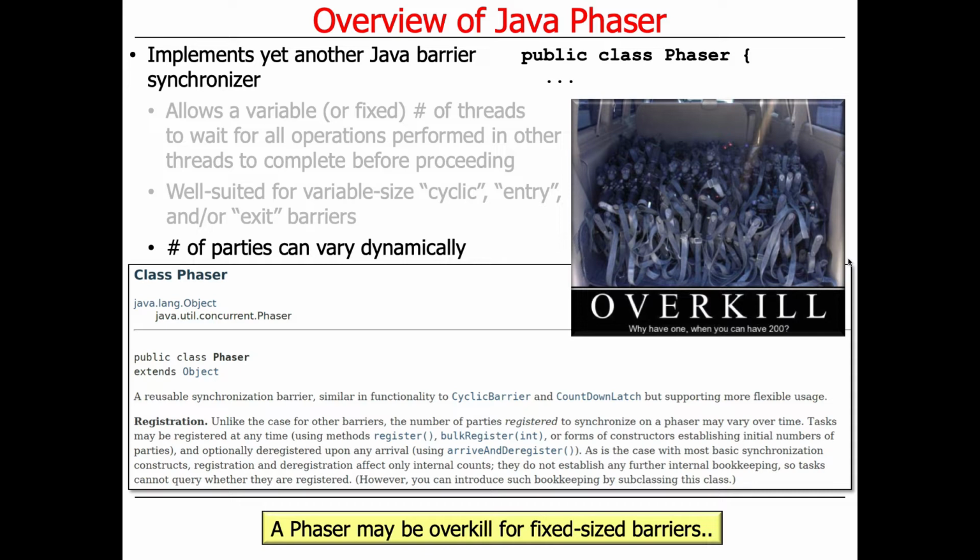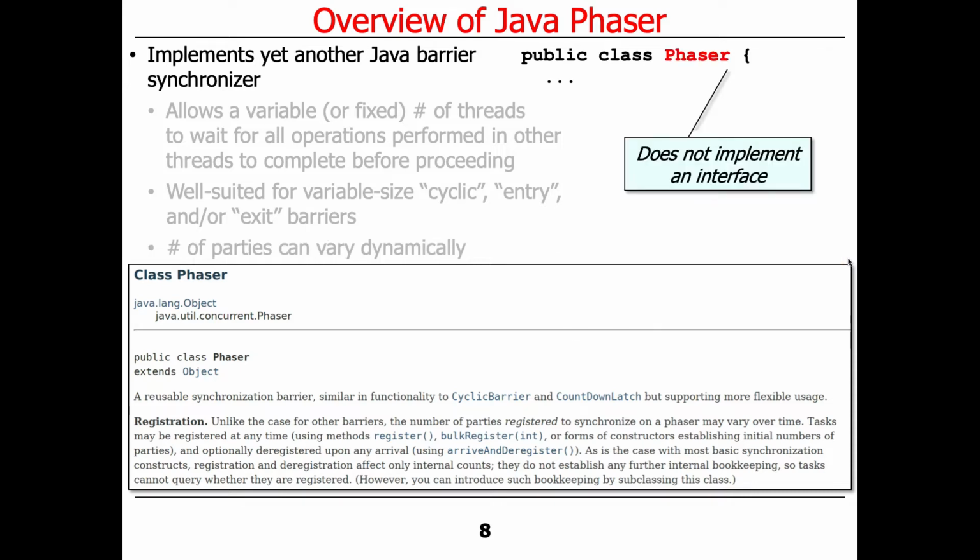And if you look carefully, this is a car with hundreds of seat belts in it. So it says overkill. Well, I have one, but you can have 200. So sometimes it's just not worth having all the excessive pieces.